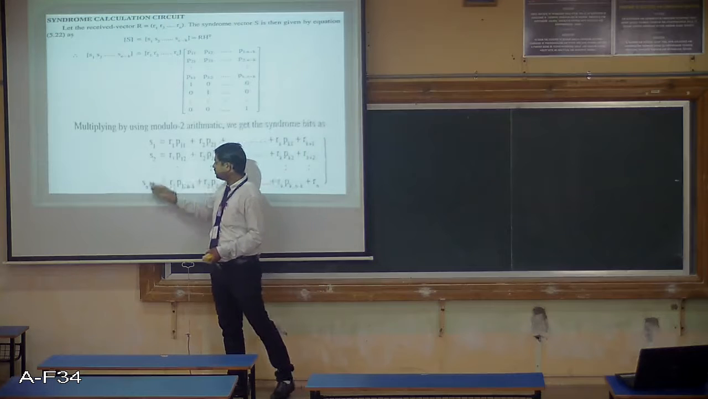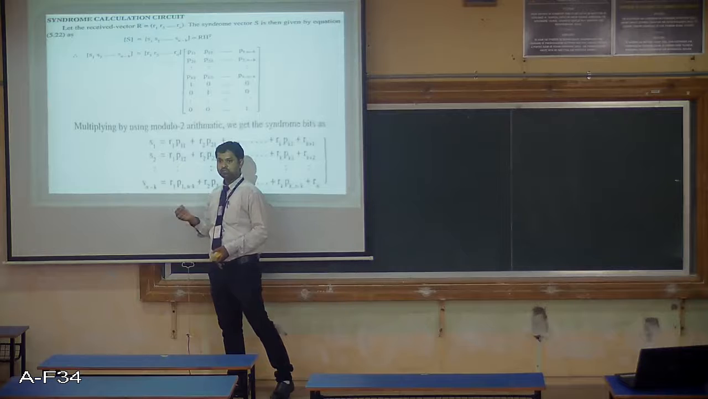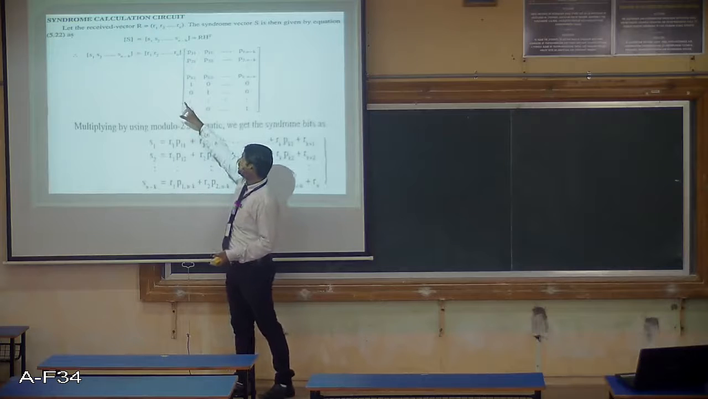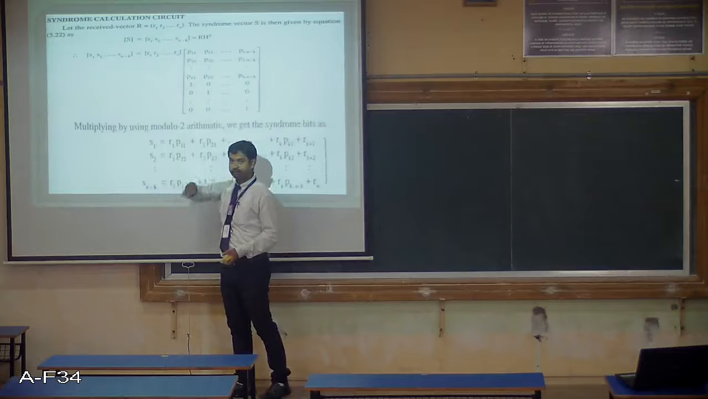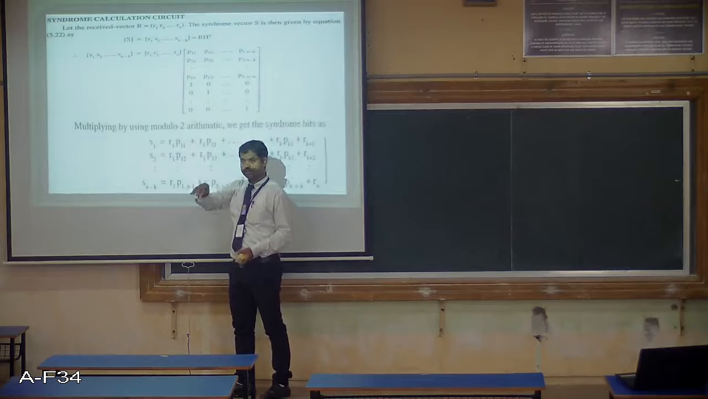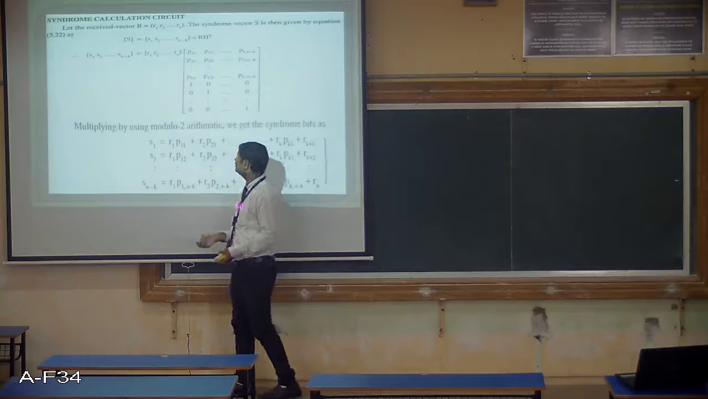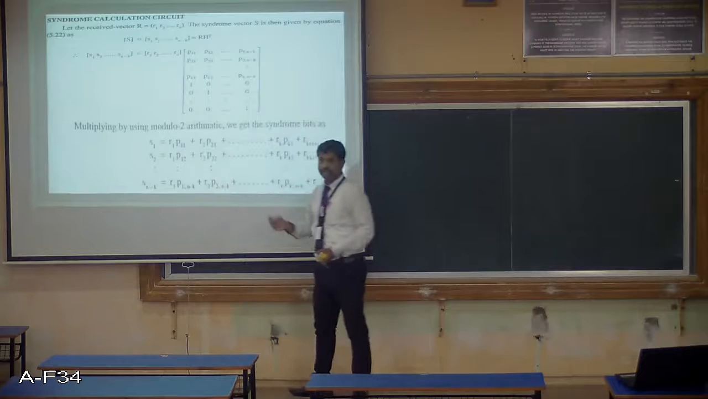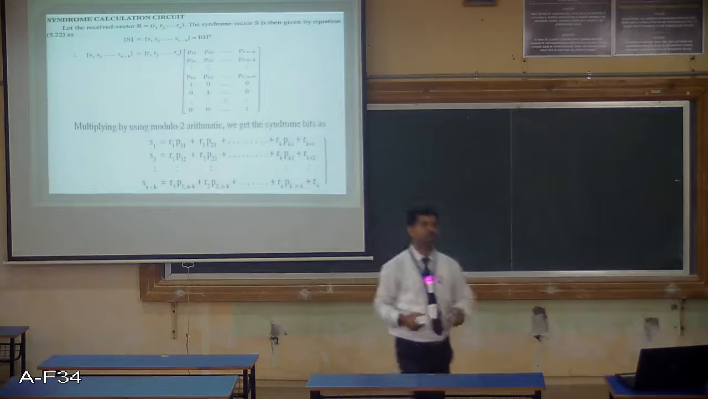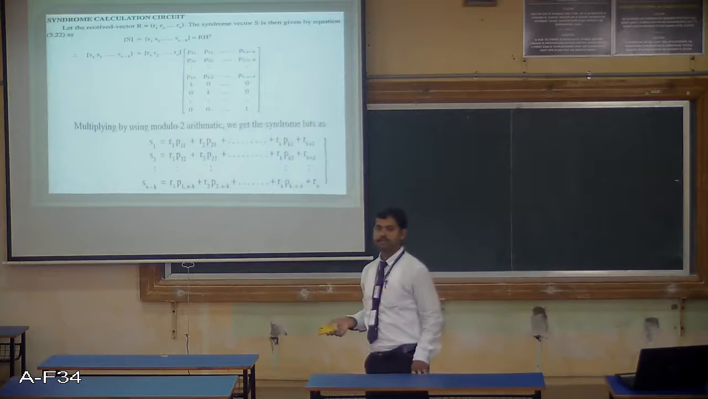Similarly, define S2, S3, so on up to S(n-k), the syndrome bits. Just multiply the row into the columns. For S1, that row into the first column. For S2, that row into the second column. So I will get all these equations. You can just check it once. With the help of these equations, I can prepare a circuit.